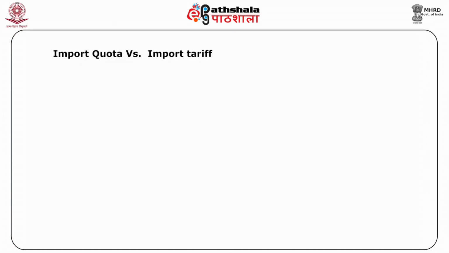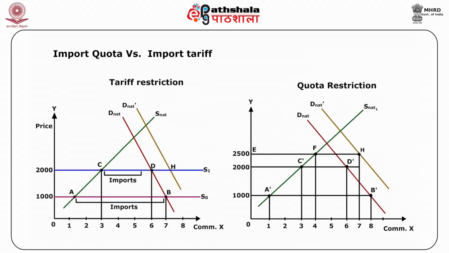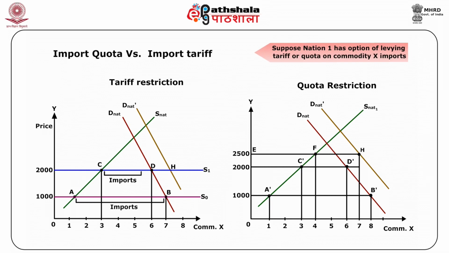The example illustrates how, during periods of growing demand, an import quota inhibits the volume of imports by a larger amount than an equivalent import tariff. The figure represents the hypothetical trade situation of nation 1 in commodity X. Nation 1's supply and demand schedules are given by S and D, and S1 represents nation 2's supply schedule. Suppose nation 1 has the option of levying a tariff or quota on commodity X imports to protect nation 1 companies from foreign competition.